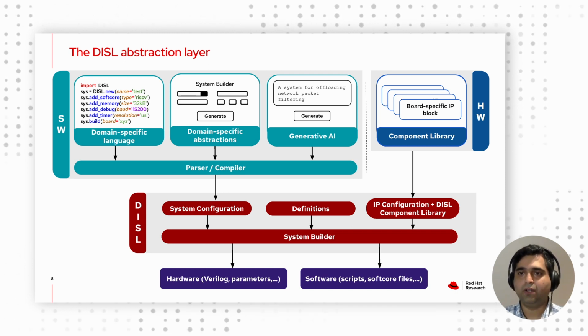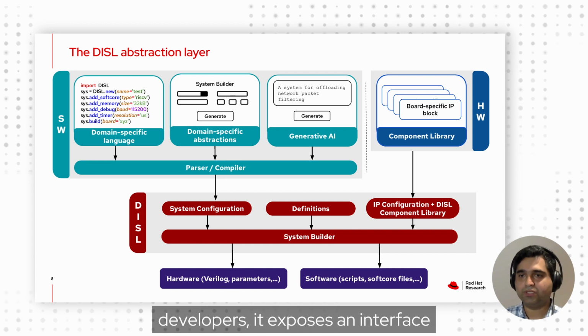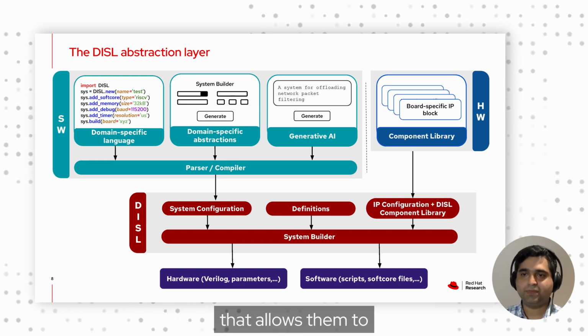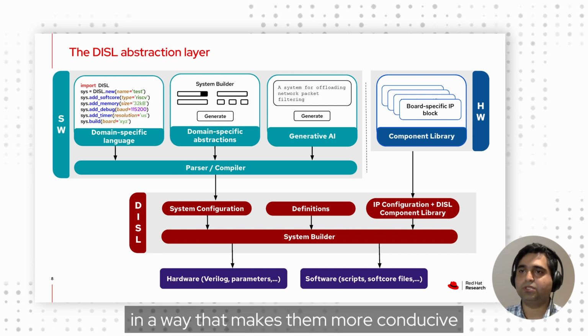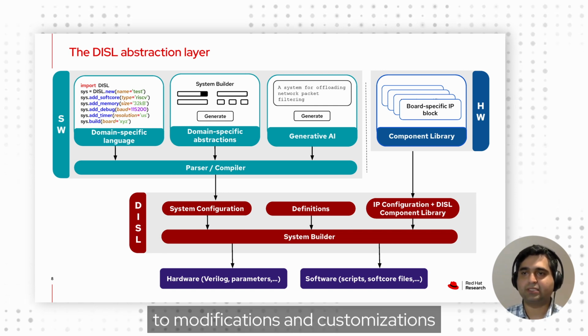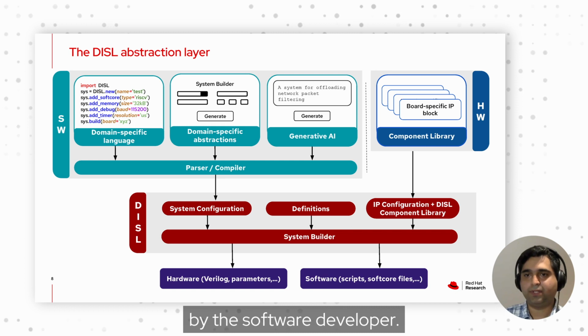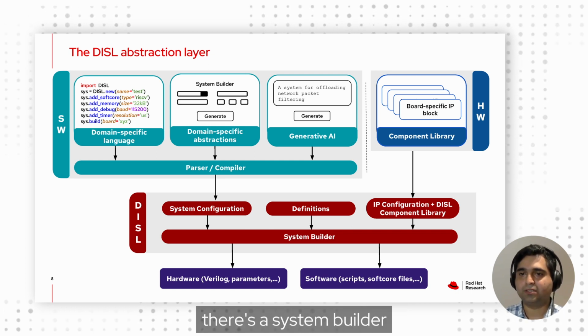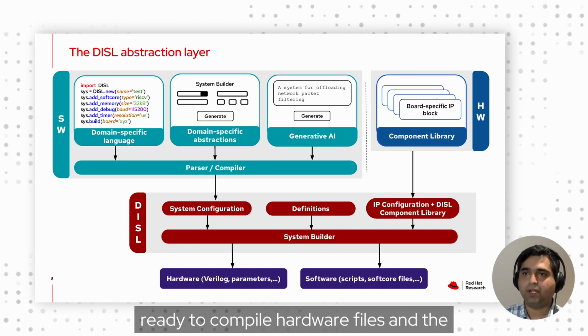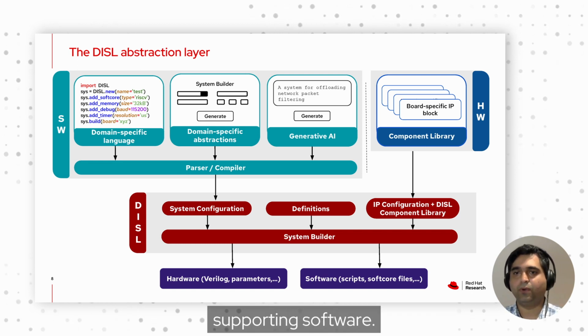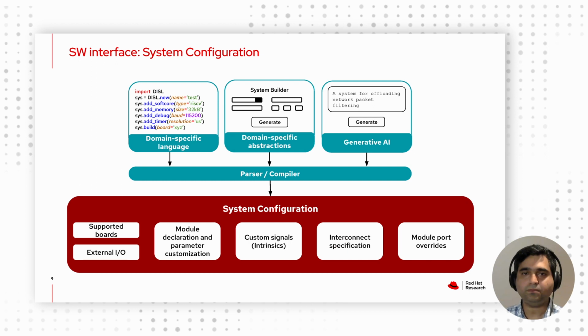And if you can do that, then without dealing with HDL, you can create a highly flexible and customized hardware system. For the hardware developers, it exposes an interface that allows them to package their IP blocks in a way that makes them more conducive to modifications and customizations by the software developer. And then finally, there's a system builder which takes all this in and generates for you ready to compile hardware files and the supporting software.